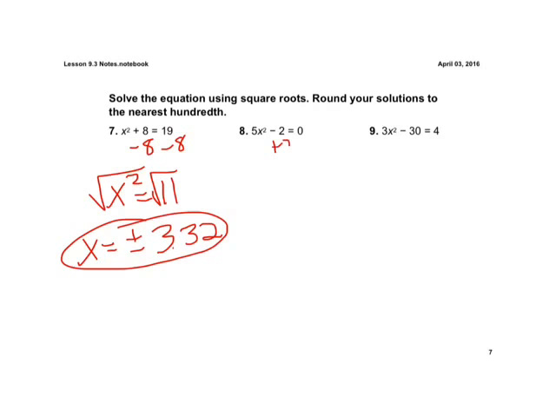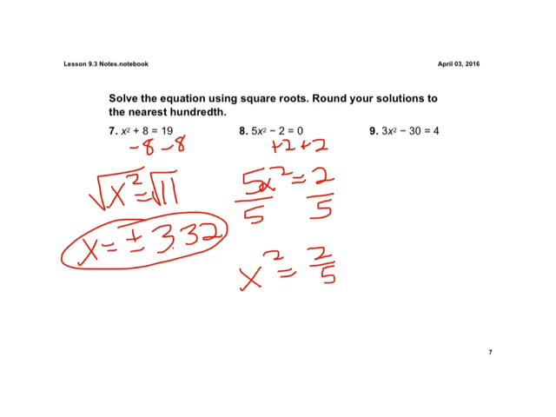Alright, example 8. We're going to add 2 first. We get 5x squared equals 2. Divide by our 5. So we have x squared equals 2/5. Alright, and we're going to, again, go ahead and type that into our calculator. When we take the square root of both sides, we have x is equal to a plus and minus 0.63.